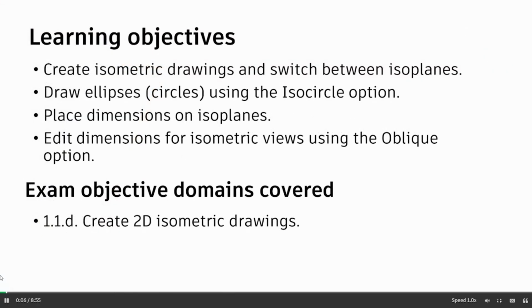We're going to be learning about how to create 2D isometric views for drawings. You're going to learn how to switch between isoplanes. We use isoplanes to create the different sides of our isometric view, and we use ellipses to create isocircles that represent the holes in our isometric view. And we'll be modifying our dimensions on our isometric views so that they align with the isoplanes.